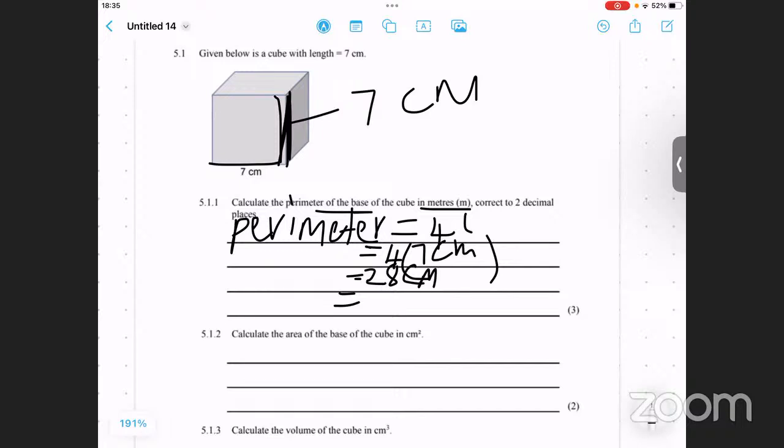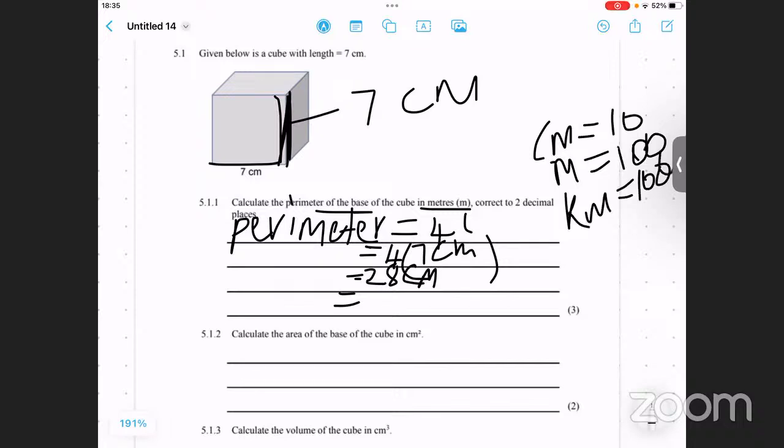Okay, centimeter is 10, ne? Then meters 100, and then kilometers is 1,000. So we're going to divide with 100 there. So it's going to be 28 divided by 100, which is going to be 0.28 meters. All right. Did you all get it?